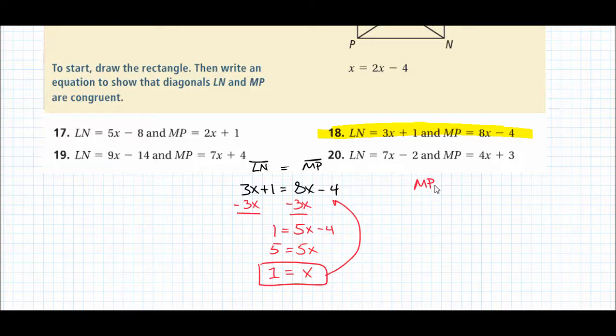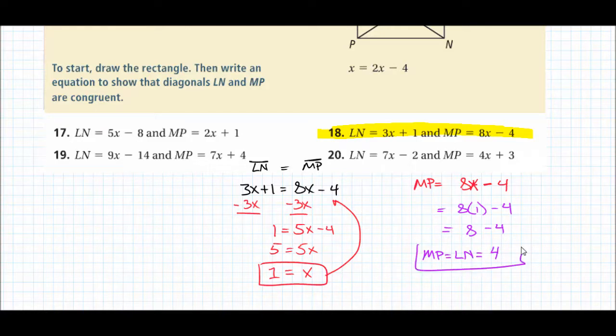So MP equaled 8x minus 4. Plug it in, which would equal 8 times 1 minus 4, which is 8 minus 4. So MP, which is still equal to LN based on the rules of the rhombus, is 4. So we got x equals 1, MP equals LN, which equals 4.